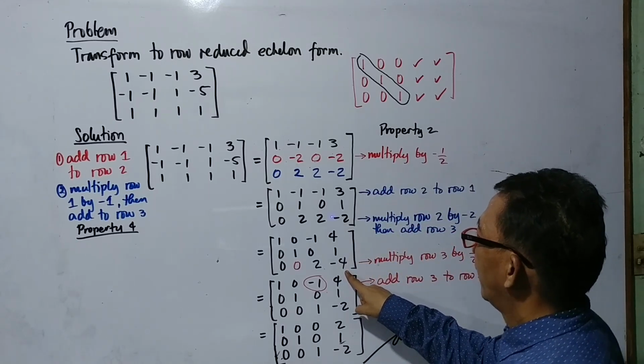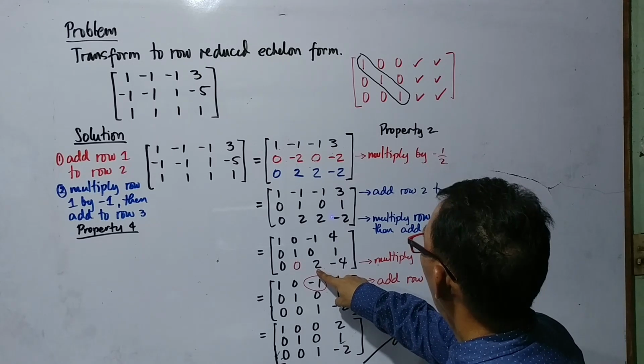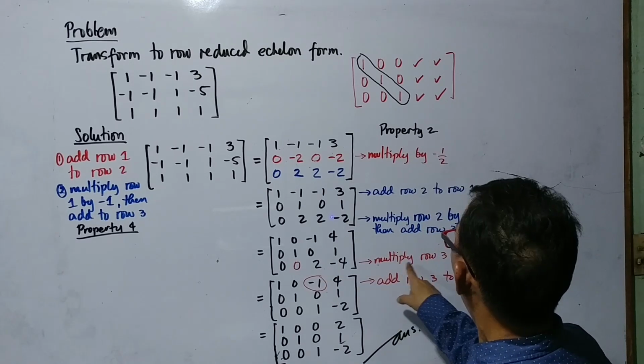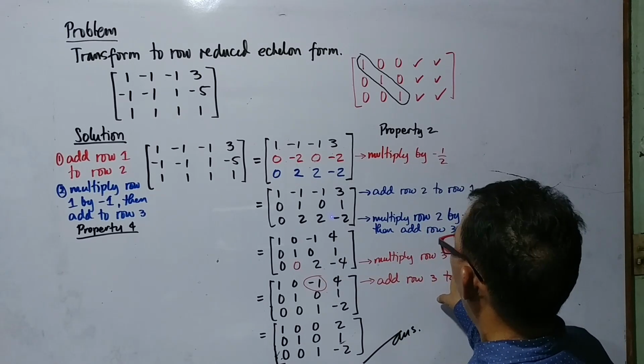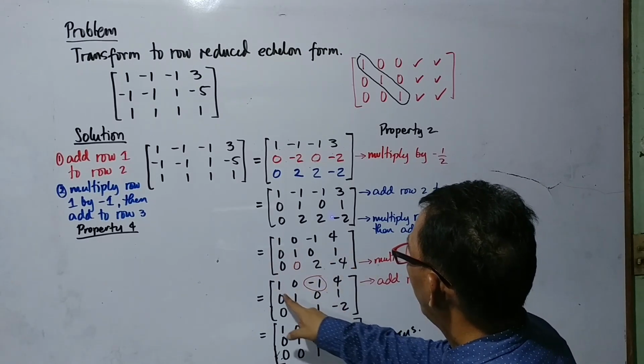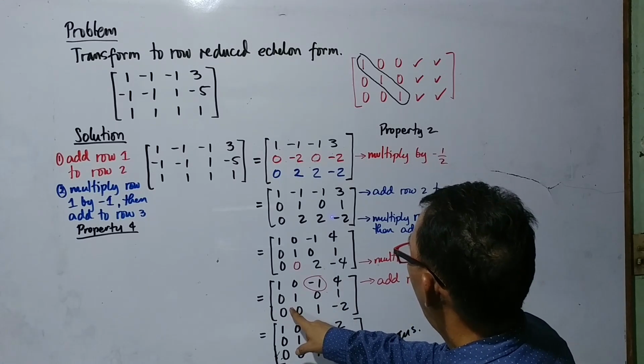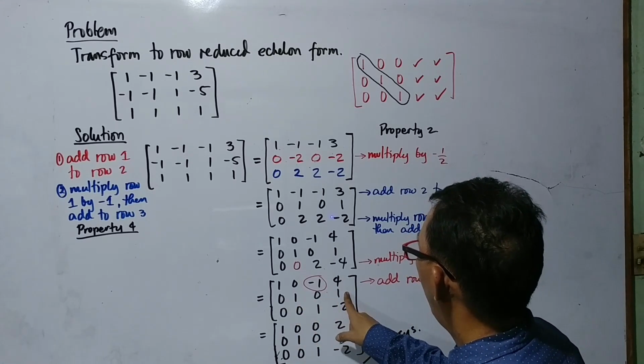Next. As you notice, you have to make this to be 1. Just multiply row 3 by 1/2. So you copy the entry here. So 1, 0, negative 1, 4. And 0, 1, 0, 1.